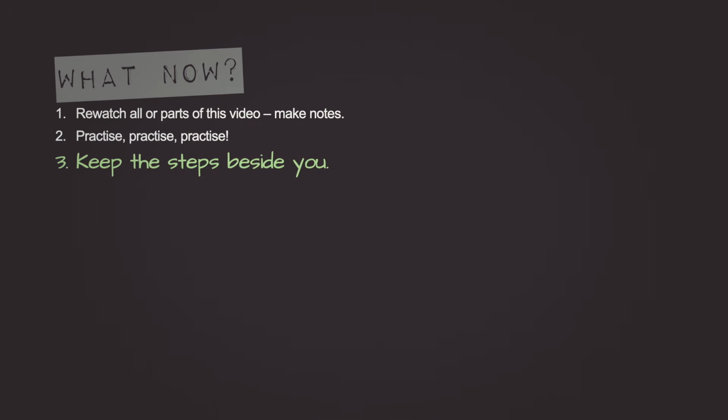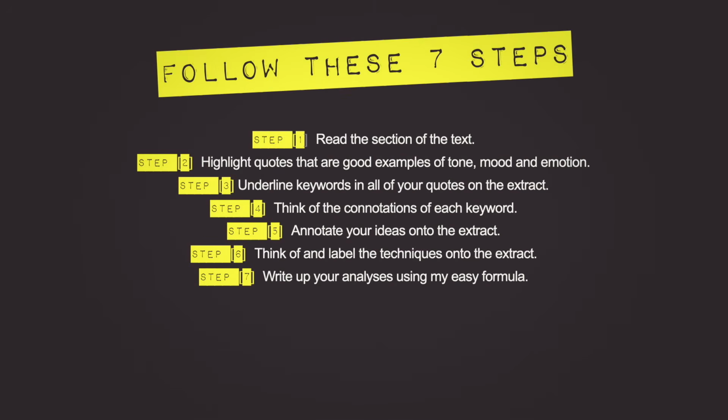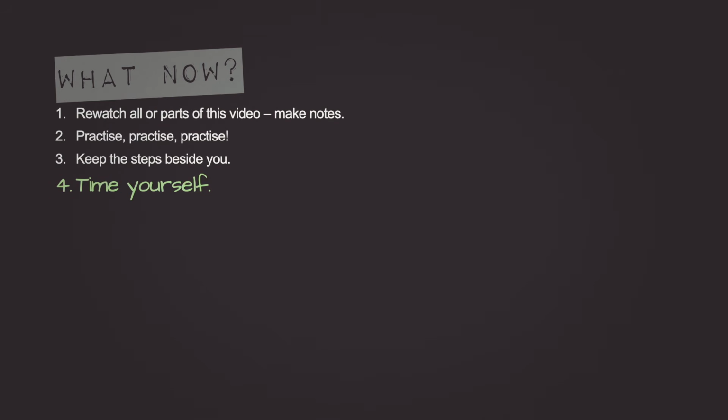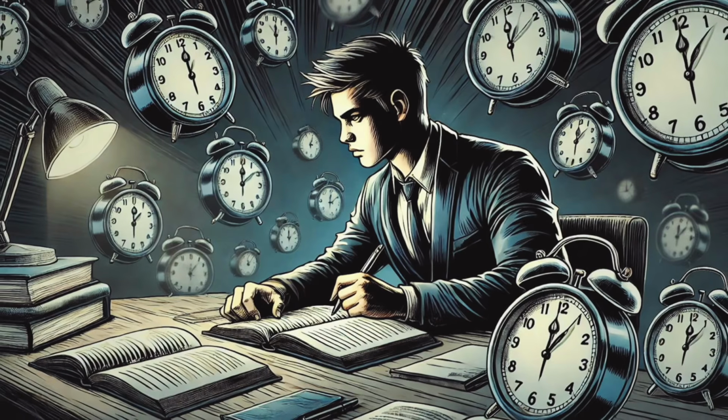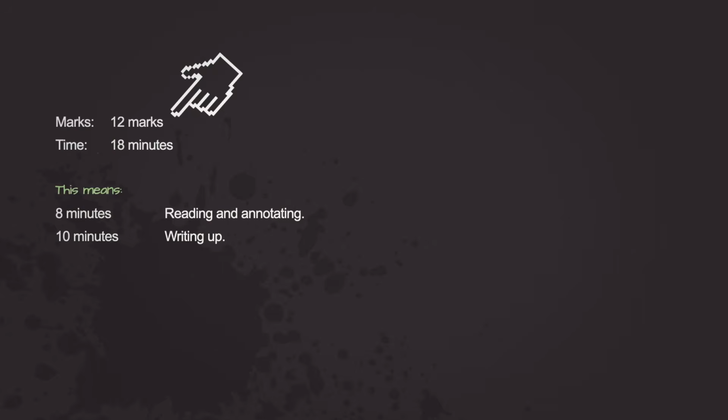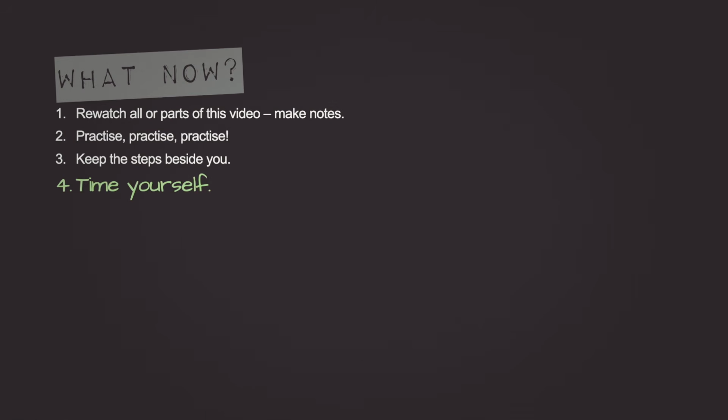Keep these steps beside you when you practice past paper questions until they become part of the way you do things. Time yourself. Once you've nailed this first easy practice, start working through the other past papers against the clock. Time pressure changes everything. Remember, this is a 12 marker, so that's around 18 minutes. 8 minutes to read and annotate, and 10 minutes to write up your magical answer.